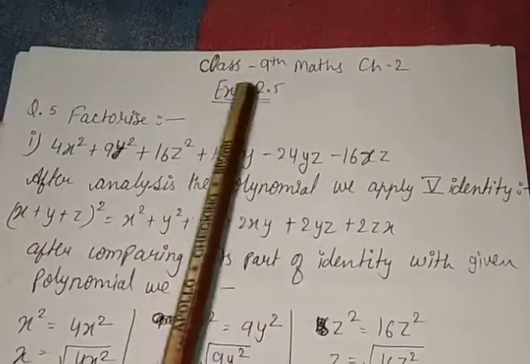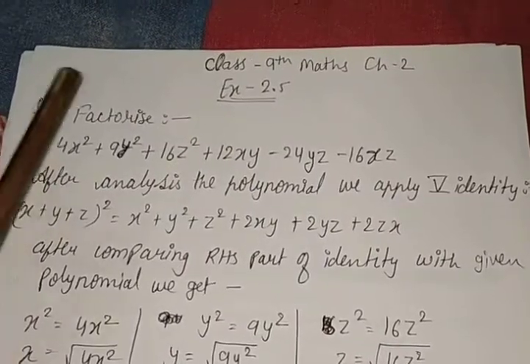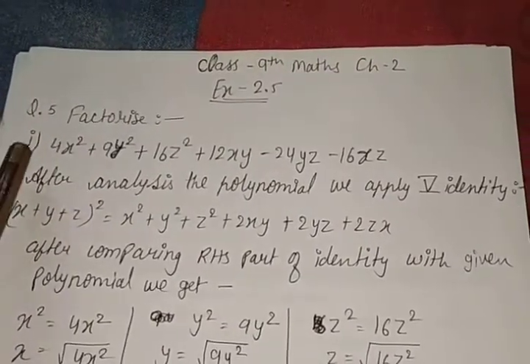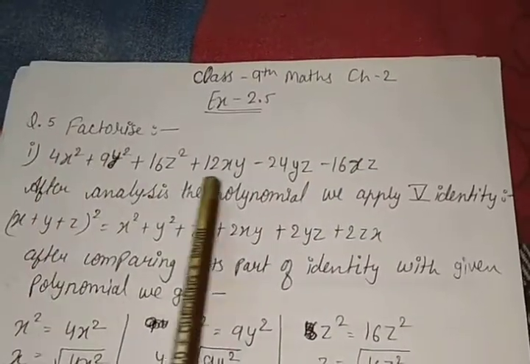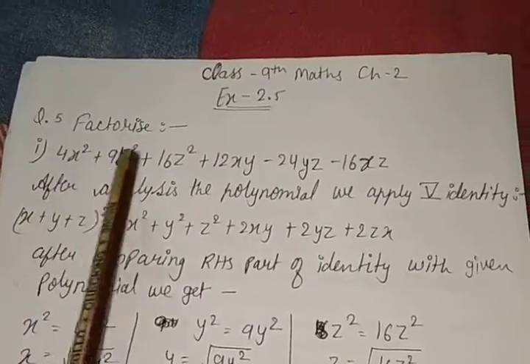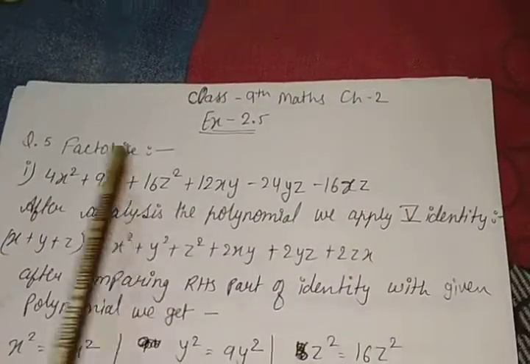We are continuing our exercise 2.5. Here is our question number 5, which is factorize. So we have to factorize these kinds of polynomials in which 3 terms are in square. These kinds of polynomials we have to factorize.